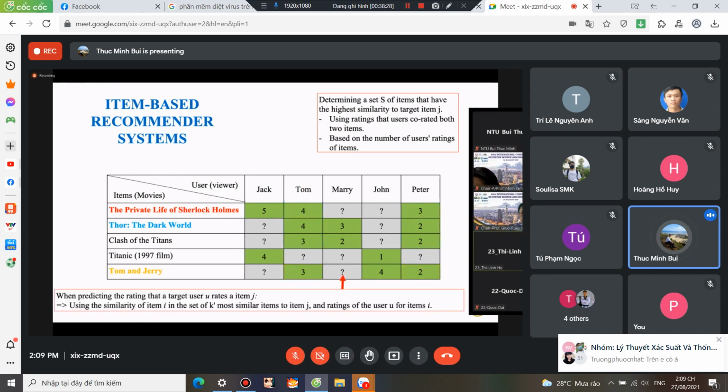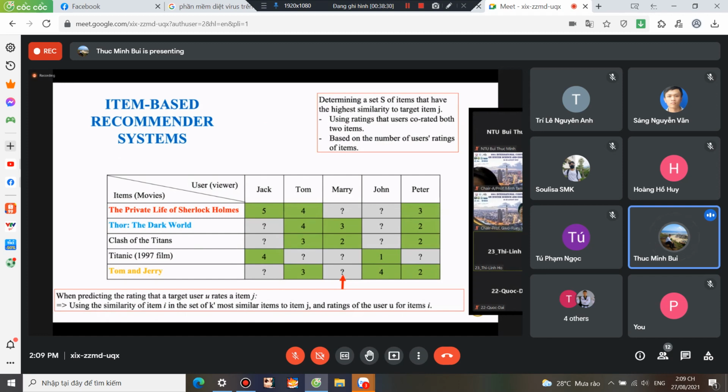When we want to predict the rating that a target user U gives to an item J, we can use the similarity of item I in the set of K most similar items to item J and the ratings of user U for items I.